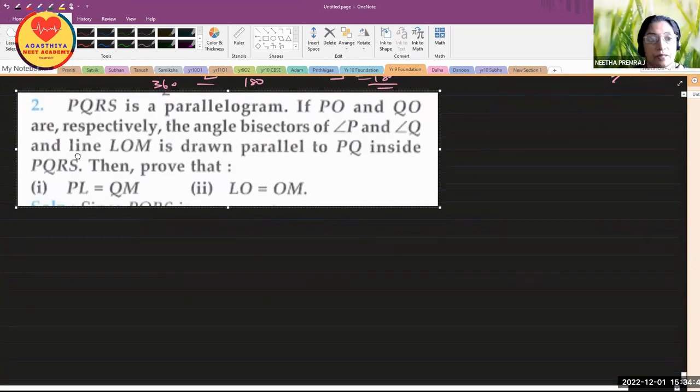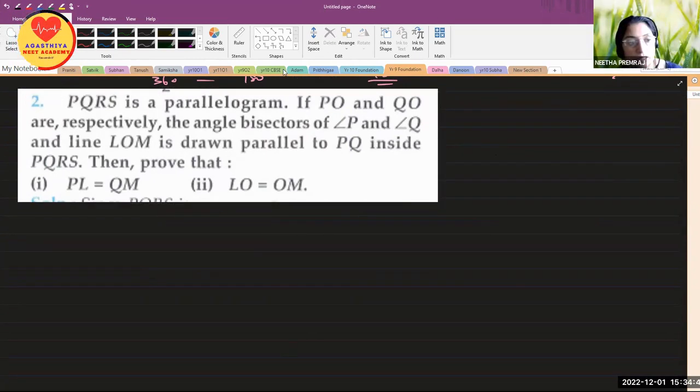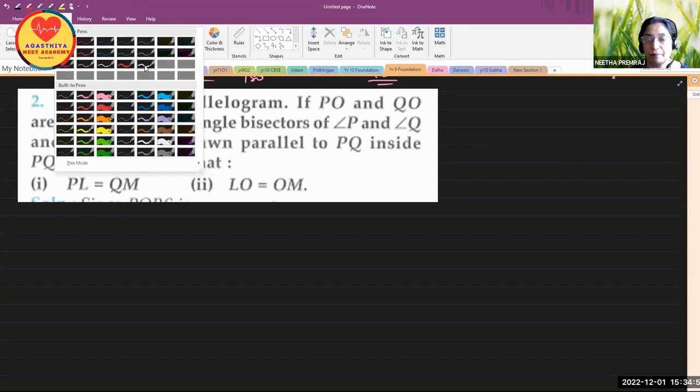Now we see what is given in the sum. Let's see what is given. PQRS is a parallelogram. So it is given in the sum itself. PQRS is a parallelogram.